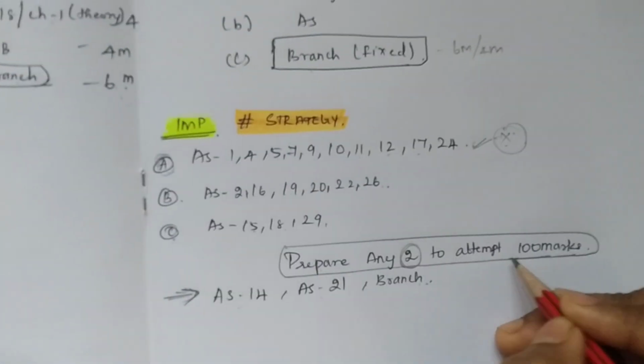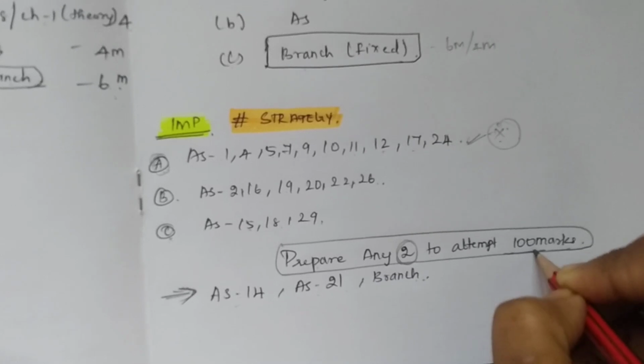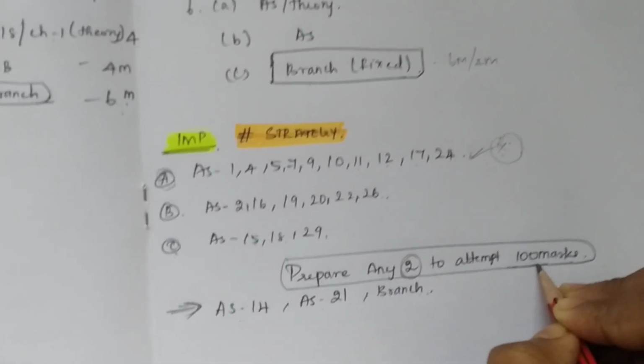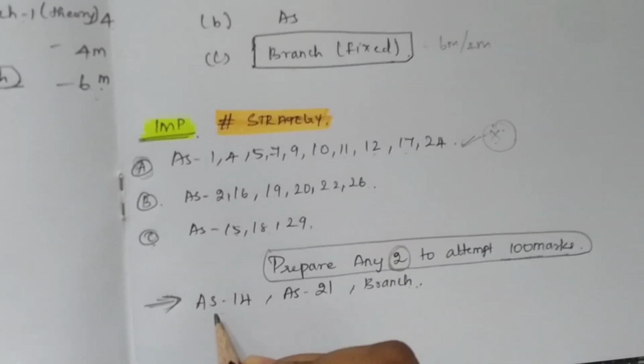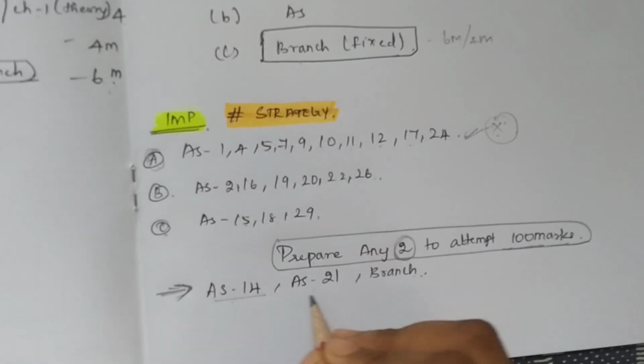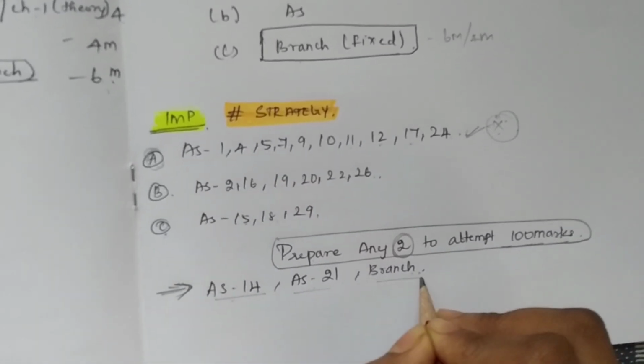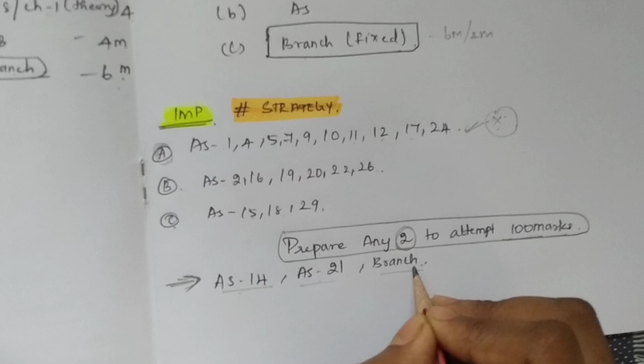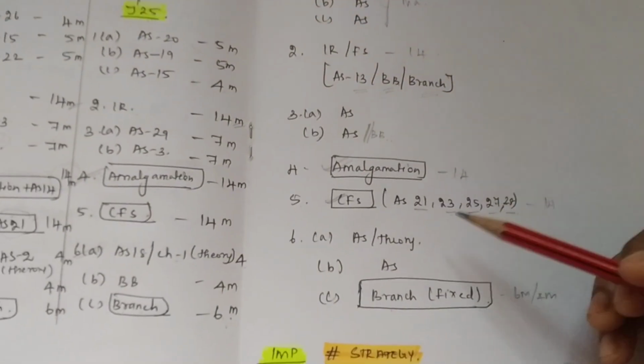So in order to attempt the 100 marks question paper, because there is a lack of time to prepare, you can go with AS 14, that is amalgamation, consolidated financial statement or branch account. If you prepare any two of the questions, then you can attempt the question paper pattern as I mentioned above.